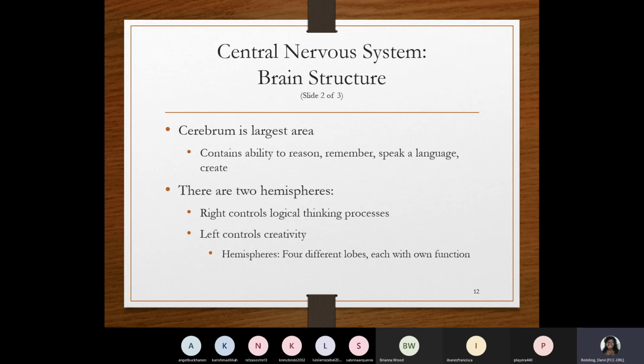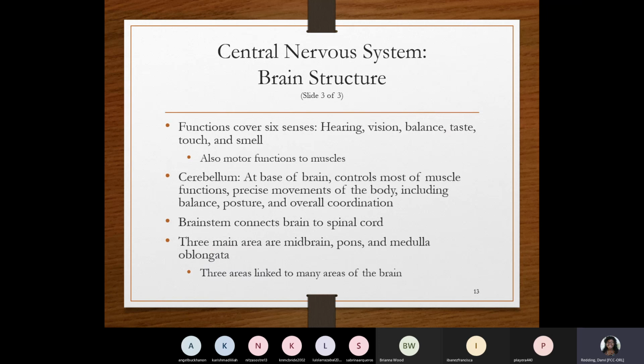So inside of the hemispheres, we have four different lobes, and each of them have their own function. So the four different lobes are the frontal lobe, the parietal lobe, and the temporal lobe. So now, with the functions and the brain structure, those functions cover six senses: hearing, vision, balance, taste, touch, and smell. And then we also have motor functions, which helps us to control our muscles.